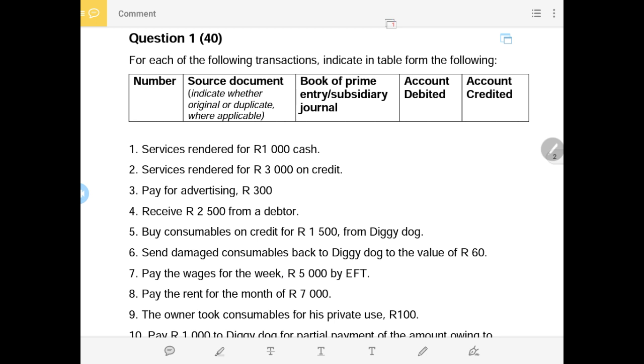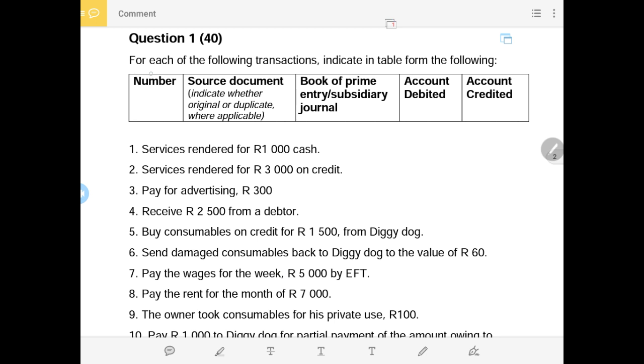This is another recording on basic accounting, on the topic of subsidiary journals. I have a question that was out of 40 marks that I will use for this recording. It read as follows: for each of the following transactions, indicate in the table from the following.